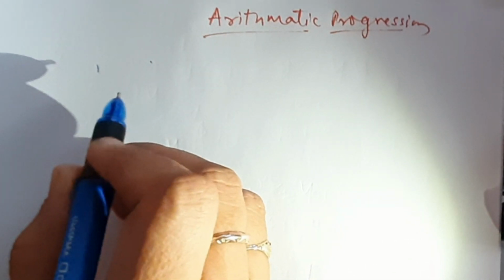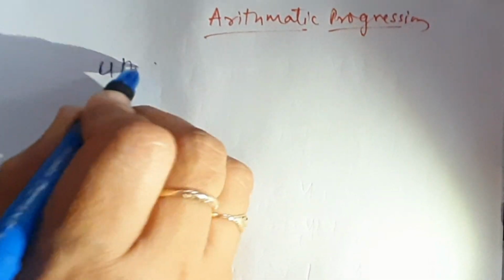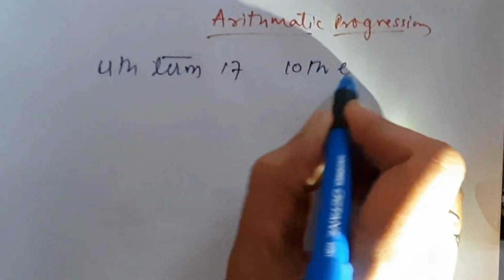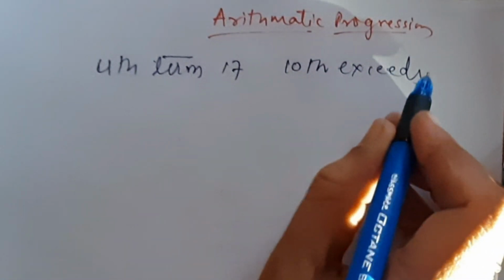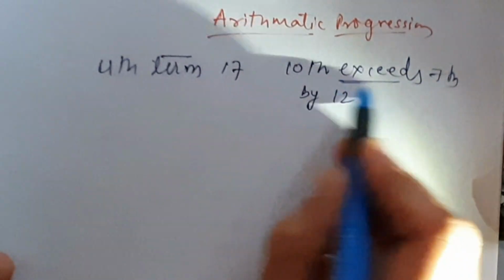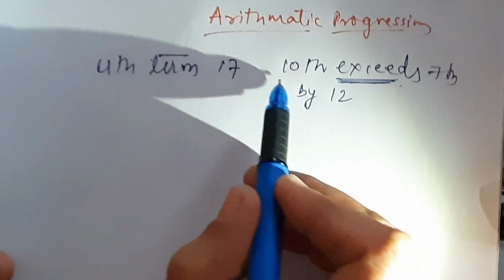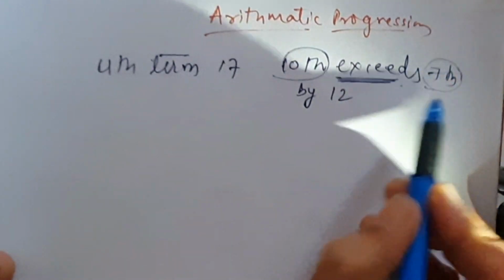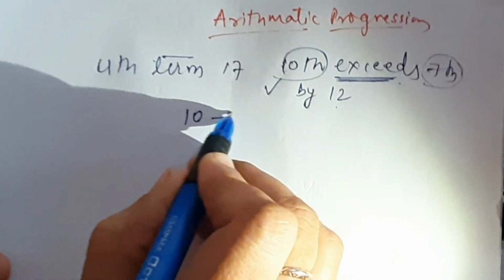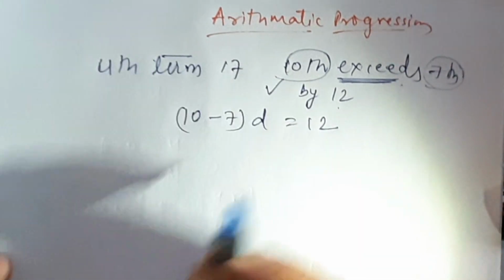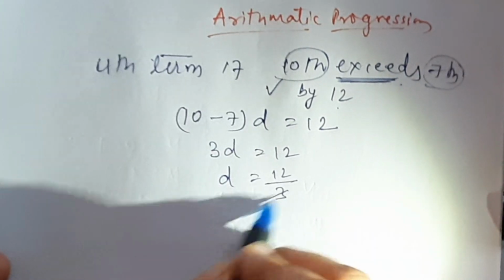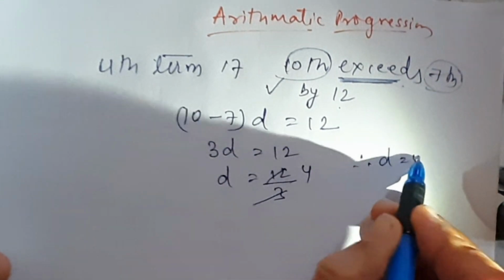The first question which can be asked is: the fourth term of an AP is 17 and the 10th term exceeds the 7th term by 12. Whenever a word like exceeds is there, you need to consider that the difference between the 10th and 7th term is 12. So first we find D using this information. That is, 10 minus 7, D is given as 12. Therefore 3D is 12, D is 4. Thus we got the value of D as 4.